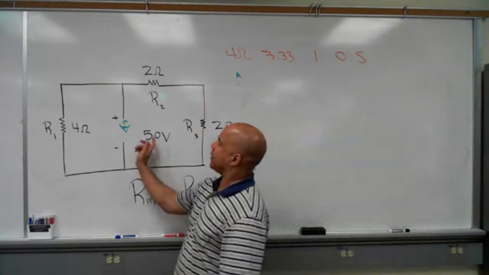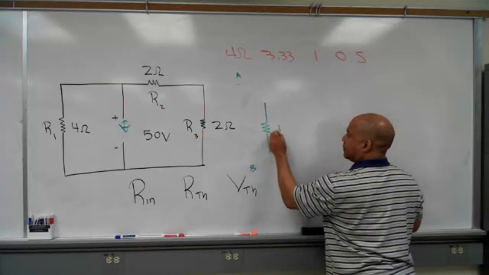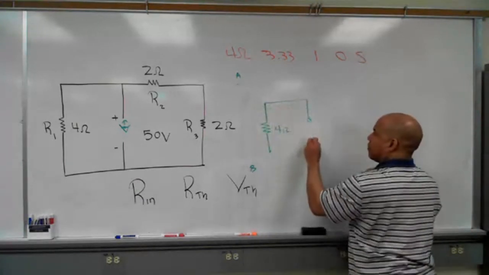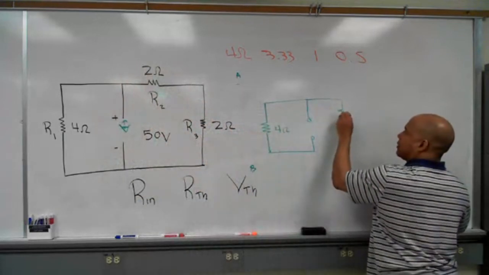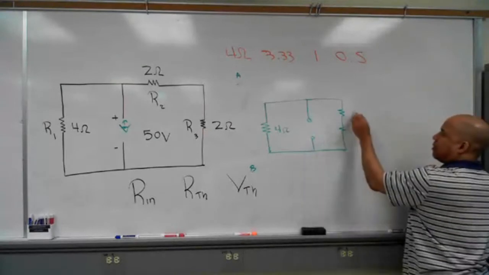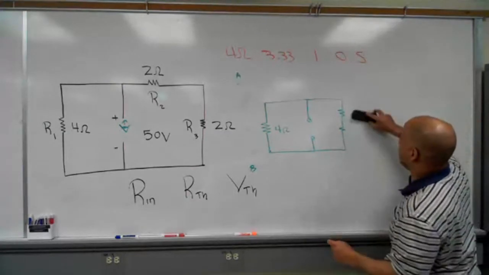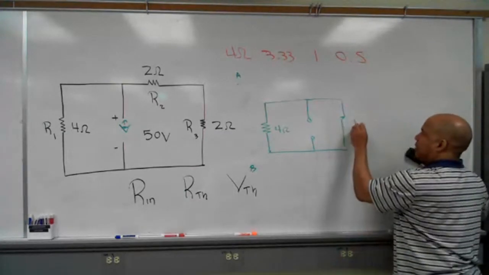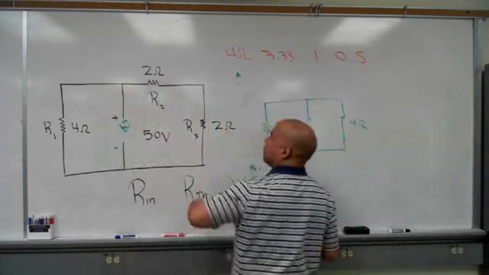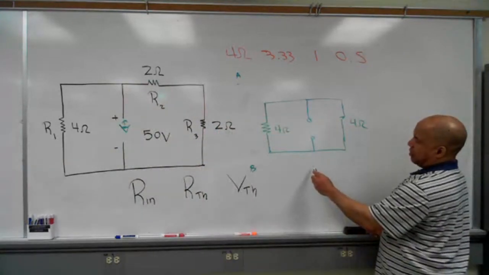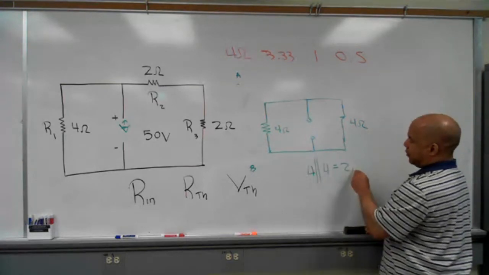So if you look over this way, then basically you see this. Look over this way, basically you see this. So on this side, you see four. So you see four looking to the left, you see four looking to the right. So I got four parallel four, that's going to give me 2 ohms.